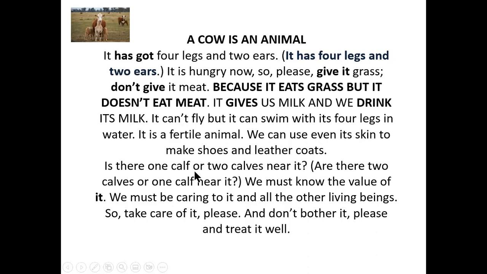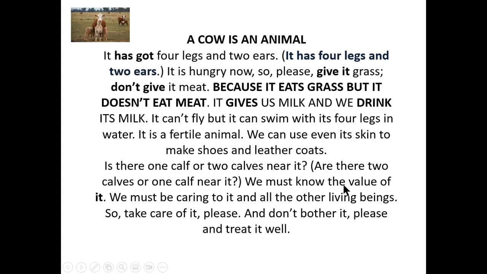Is there one calf or two calves near the cow? Is there one calf or two calves near it? Or, attention please, are there two calves or one calf near it? If the first subject is singular, is there one calf then or two calves near it? But if we take two calves before, then we use are there. Are there two calves or one calf near it?